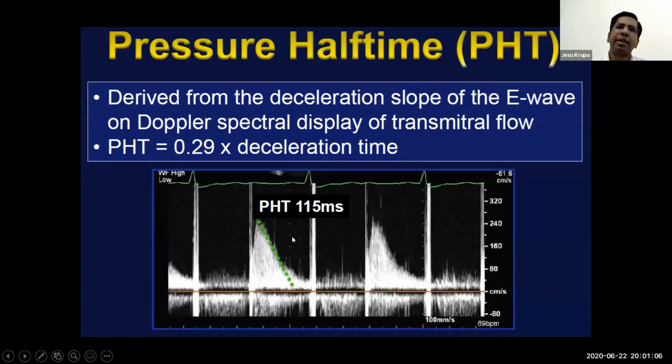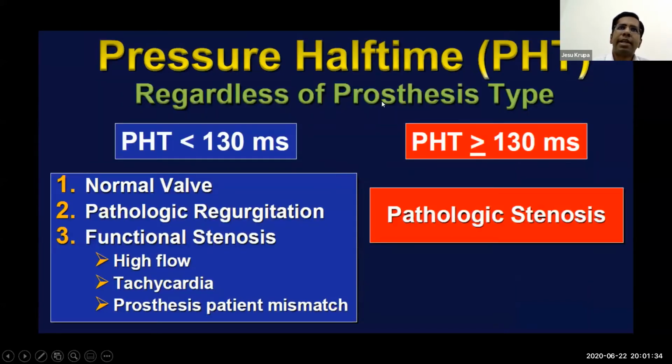So bear in mind the pressure half time. The pressure half time also has a relationship with the deceleration time: 0.29 times deceleration time gives pressure half time. Especially if there is anybody giving any exams related to echo, this would definitely be a question that might be asked: 0.29 times deceleration time gives pressure half time.